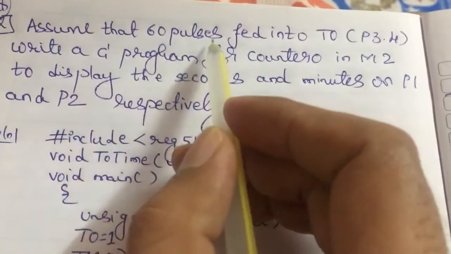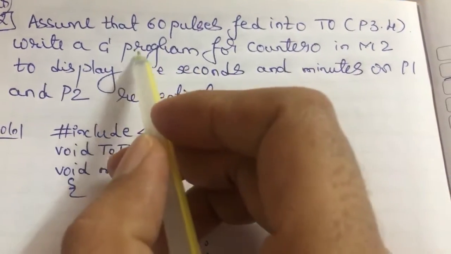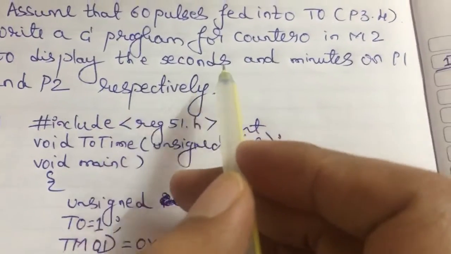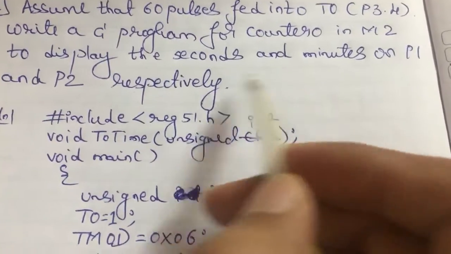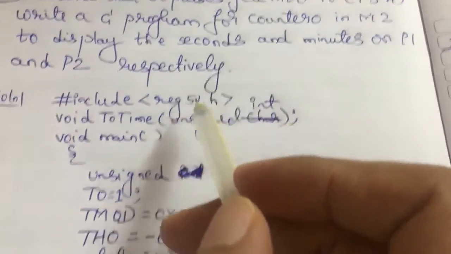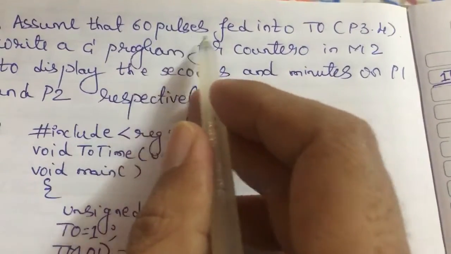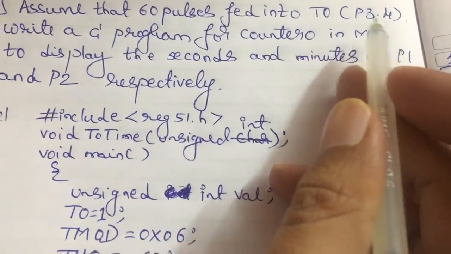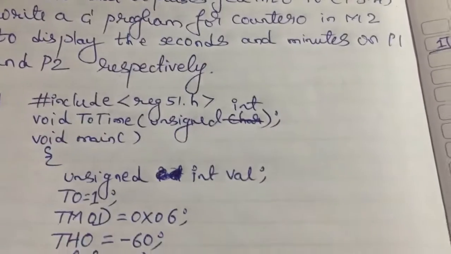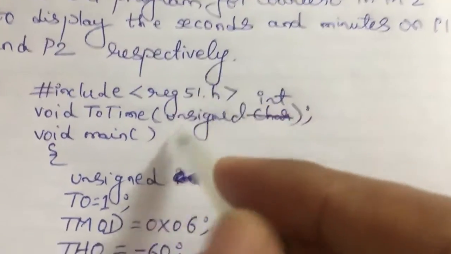Assume that 60 pulses are fed into T0. Write a C program for counter 0 in mode 2 to display the seconds and minutes on port 1 and port 2 respectively. So it's very simple. There are 60 pulses which are fed into T0, that is pin 3.4. Write a C program for counter 0 in mode 2 to display the seconds and minutes on port 1 and port 2 respectively.